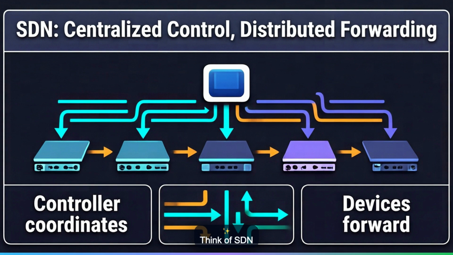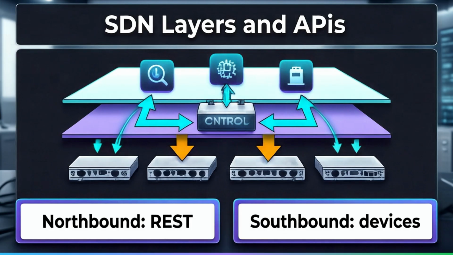Think of SDN as 3 layers. The application layer states a desired behavior, such as isolating guests or prioritizing video meetings. The control layer turns that requirement into device-level policy and forwarding instructions. The infrastructure layer is the switches, routers, and other devices that enforce them.